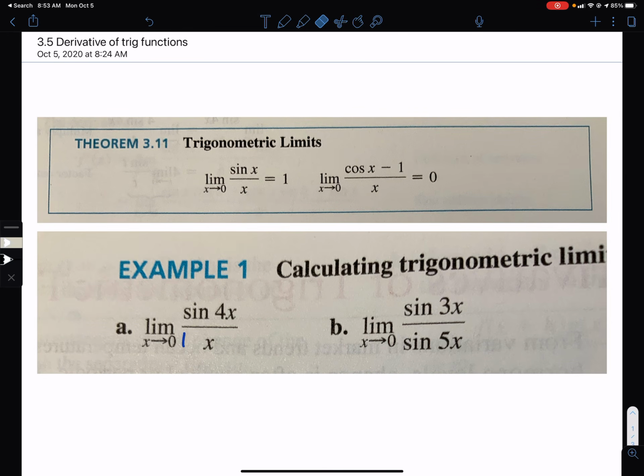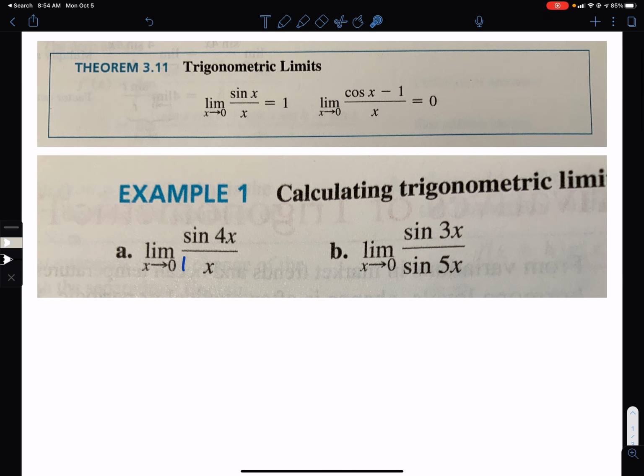Hello everybody, we are doing section 3.5, the derivative of trig functions. This first theorem, we've already covered that one there. Sine x over x as x goes to 0, that is a result of the squeeze theorem. And then this is a new one that you just have to memorize. The limit as x approaches 0 of cos x minus 1 over x is 0.